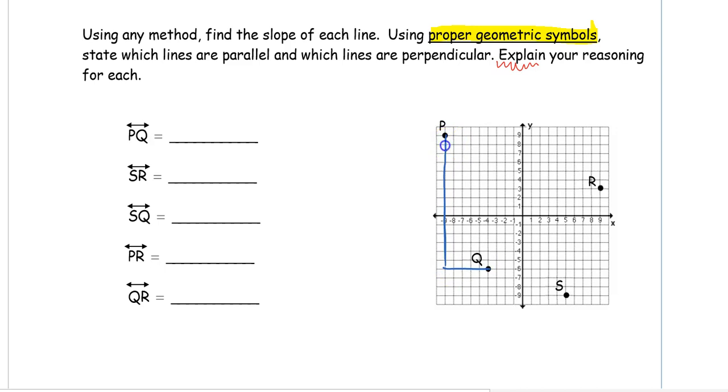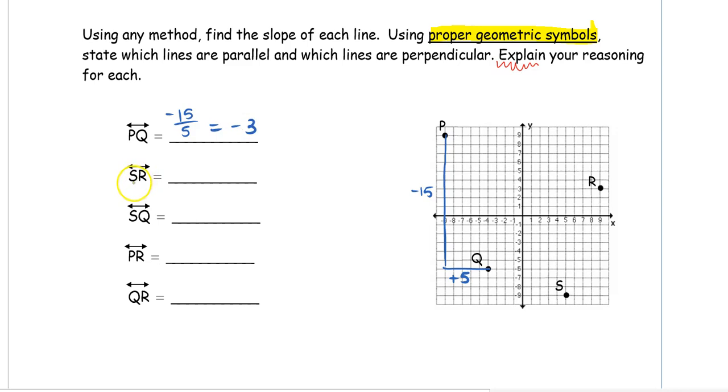So as I count down, 1, 2, 3, 4, 5, 6, 7, 8, 9, 10, 11, 12, 13, 14, 15. I am going down 15, therefore it's a negative 15. 1, 2, 3, 4, 5. I'm going right 5, therefore it's a positive 5. So my slope is a negative 15 over 5, which is going to reduce down to a negative 3.